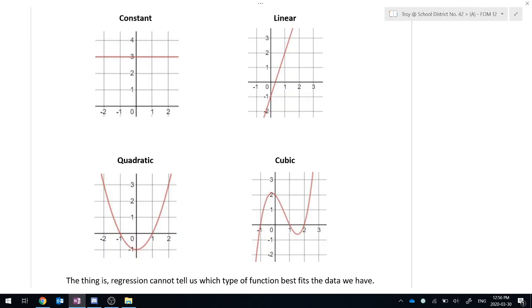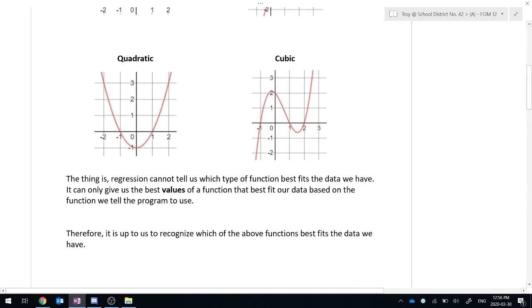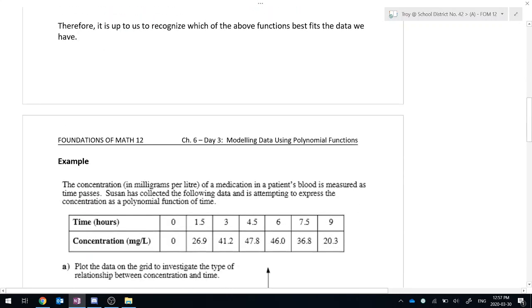I'm going to talk a little bit more about which data fits best later. The last example that we're going to do today deals with that, but let's not worry about that for now. Let's get into the first question, and I can show you exactly what you'll be expected to do today or after today.